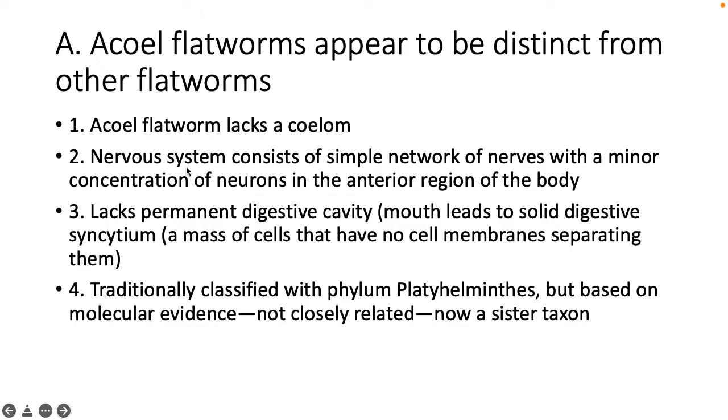Their nervous system is very rudimentary, just a simple network of nerves, with some heavy concentration of neurons that kind of serves as the head of the body, so anterior, think head. They do lack a permanent digestive cavity, and we traditionally classified them with our platyhelminths, which are flatworms, but because of technology, now we can analyze them molecularly, and we have realized that they are not closely related. They are now a sister taxon to the flatworms, which we will jump into in chapter 34.